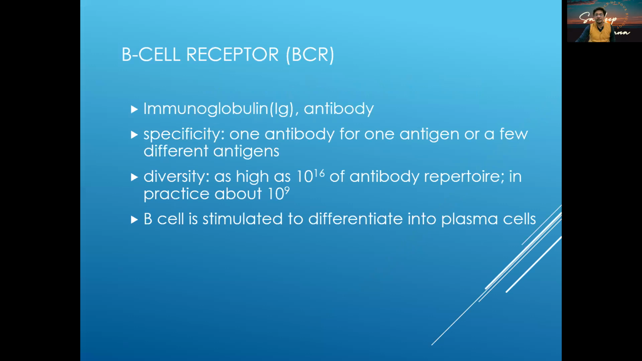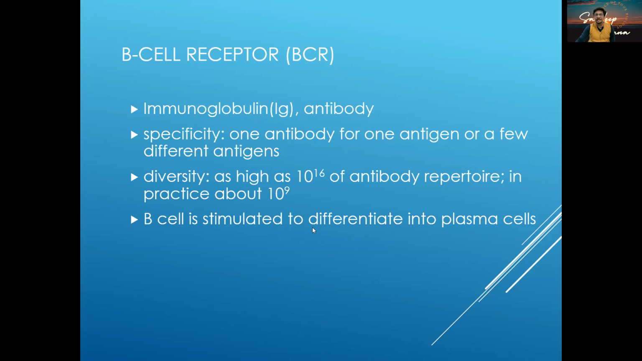First, there are certain receptors, in the form of antibodies, found on the surface of the B cell. These antibodies vary as class switching occurs. Each is very specific for a particular antigen. We have a great diversity of antibodies, in the range of 10 raised to power 16, and practically it is possible to have around 10 raised to power 9 antibodies.